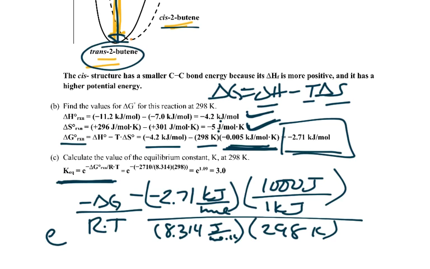Kelvin and Kelvin, they drop out. Kilojoules and kilojoules, they drop out. Moles and moles, they drop out. And I've got joules on the bottom and joules on the top, so everything cancels out. And when we do this, we get 1.09. And if we take e to the 1.09, because I had a negative, negative makes a positive, then we get an answer of 3.0. So it's just a huge plug and chug equation.